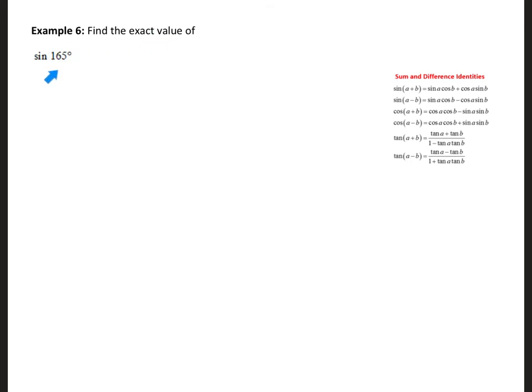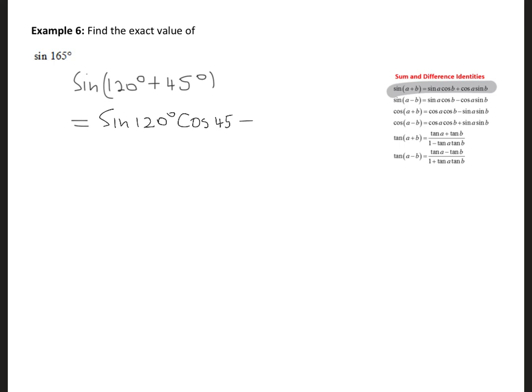So here we have another one. Find the exact value of sine 165. And we are going to think of two angles. So I'm thinking of 120. So sine of 120 degrees plus 45 degrees. And this is going to equal, I look at the identity that fits this. So a sine plus, so that's what I'm going to use. So I'm going to do sine of 120 cosine of 45 plus cosine of 120 and sine of 45 degrees.